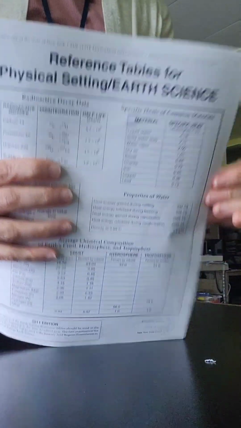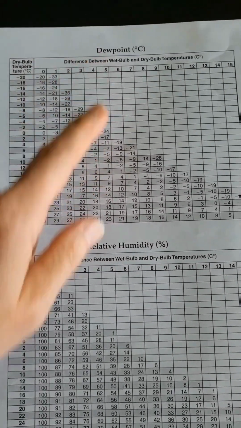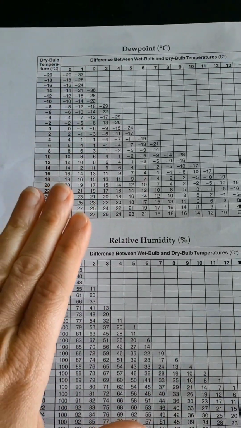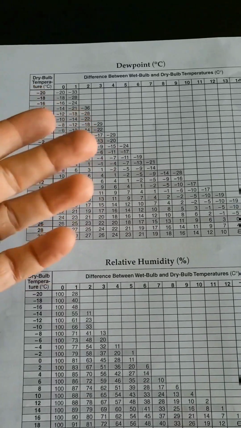So if we open up to page 12, I've got two charts. I've got one that I can use to determine the dew point, and one that I can use to determine the relative humidity. They both work exactly the same way. They just give you different information. So make sure you're looking at the right one to get the right numbers that you need.